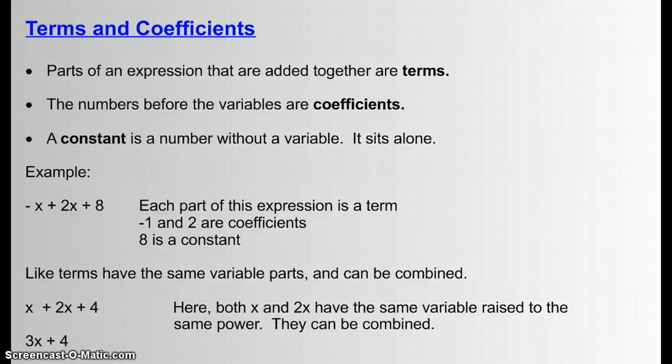So if you look at this next one, the x plus 2x plus 4, x and 2x both have the same variable, and they're raised to the same power, so they can be combined. So you can add x and 2x together, and the way you do that is you add their coefficients. So we're adding 1x plus 2x, and we get 3x. The 4 is a constant, and a constant stays the same, so we just add 4 to the end.